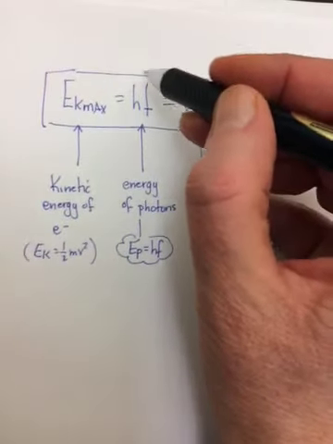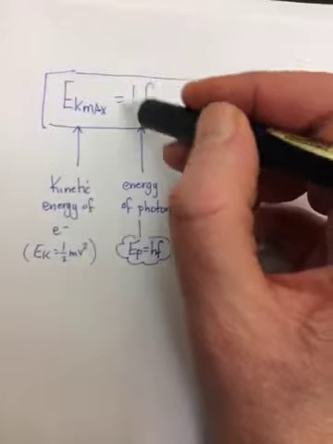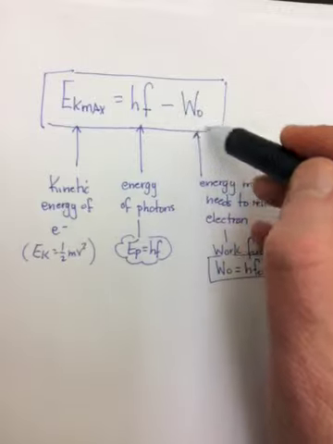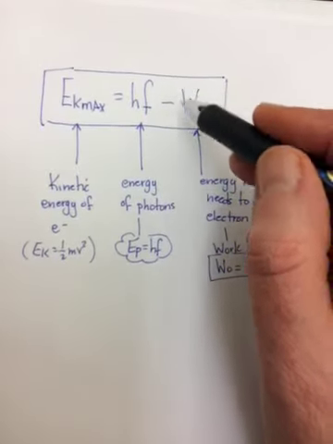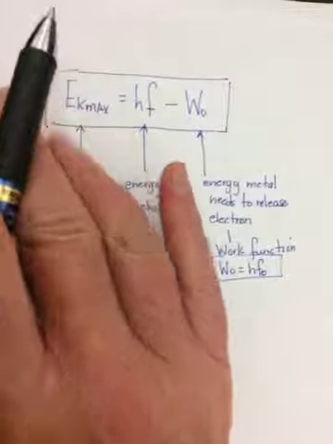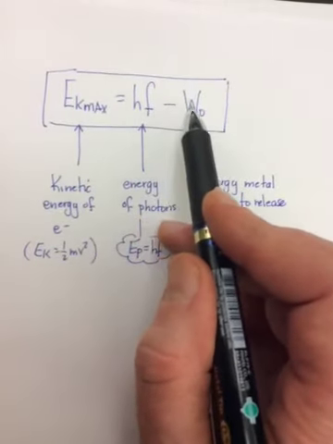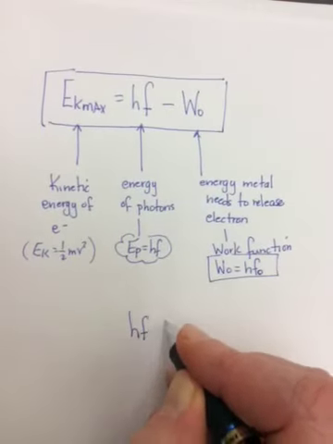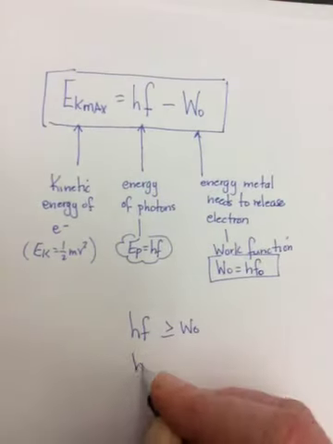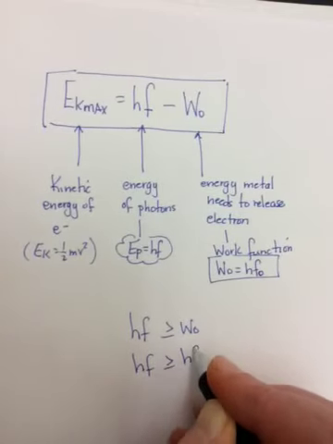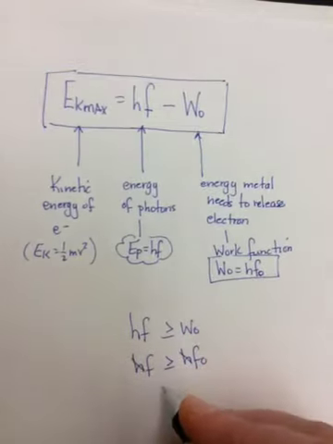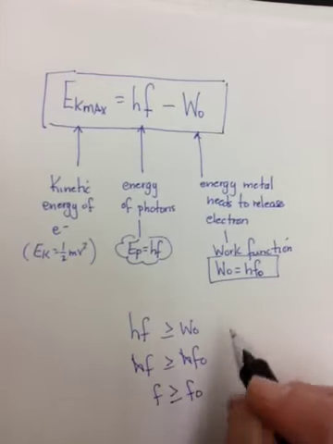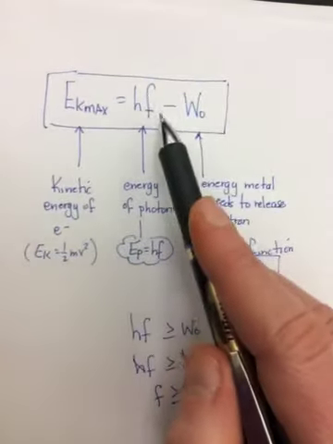This is the energy that's coming in. This is the energy of the radiation that's striking the photosensitive metal. This is the energy that the metal needs before it's willing to give up an electron. So HF needs to be greater than or equal to WO. Well, remember WO is HFO. The H's are constant. So we're saying the frequency of the light coming in has to be equal to or bigger than FO for this equation to work.